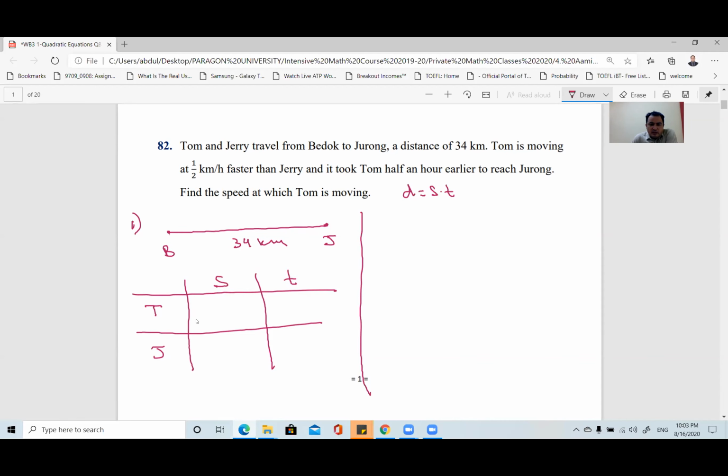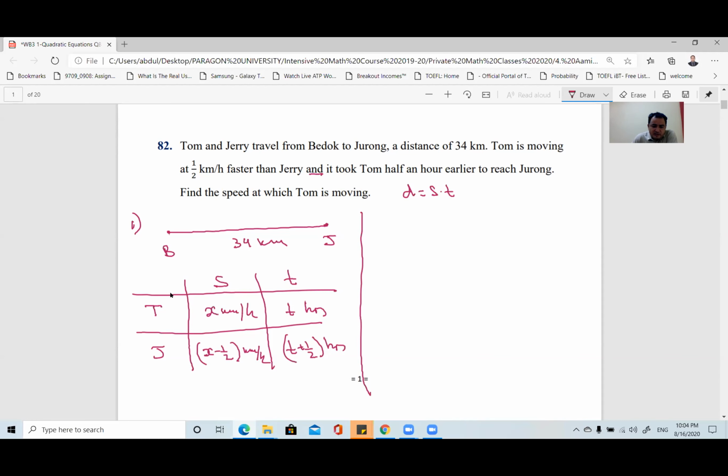For speed, if Tom's actual speed is x kilometers per hour, then Jerry, right? It says Tom is moving at half kilometer per hour faster than Jerry. So Jerry's speed must be x minus 1/2 kilometer per hour. And it took Tom half an hour earlier to reach Jurong. So if for Tom it took t hours, then for Jerry it is t plus 1/2 hours, right? Because Tom took half an hour less.